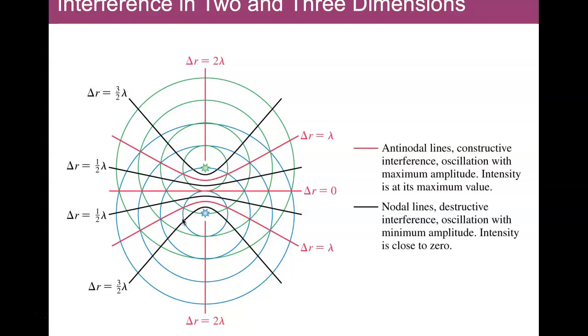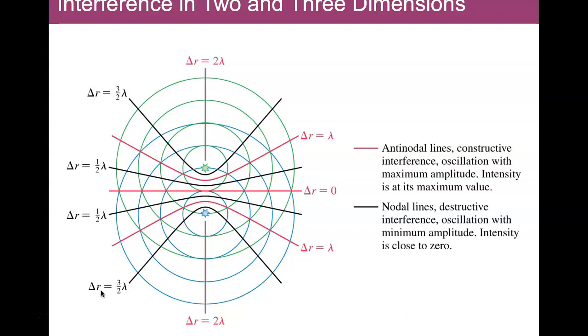These circles of radius lambda are touching at this point. So if you think about one point over here, what is the difference between distances to this and that? It's going to be the distance between the two sources, which is 2 lambda. And then for other values, we're going to get these curves.